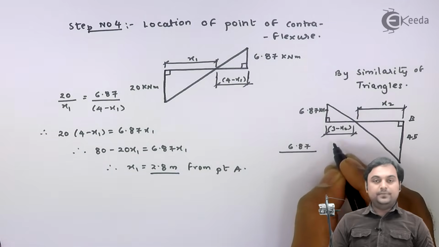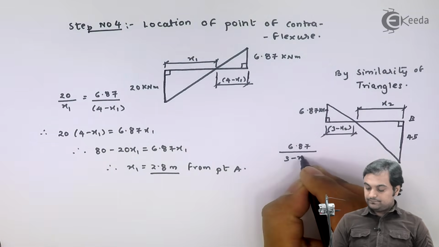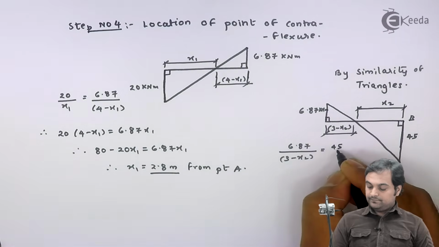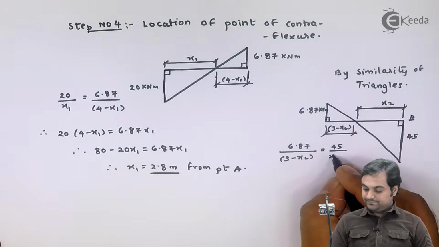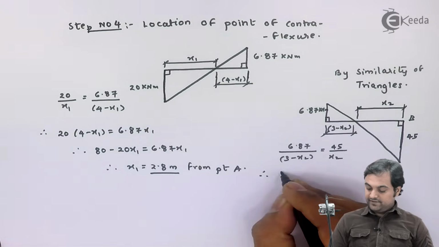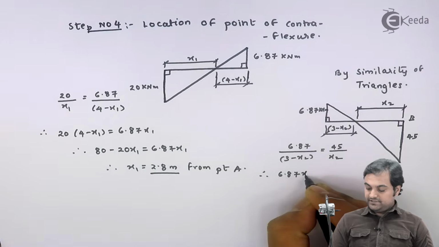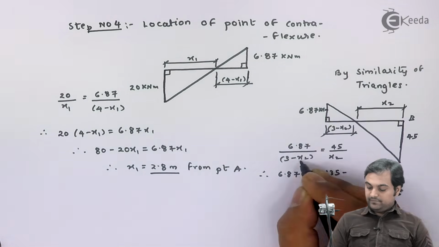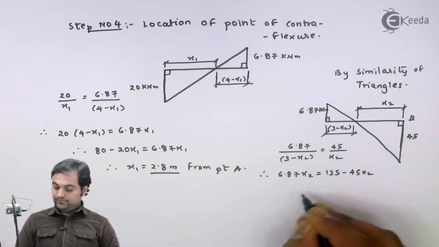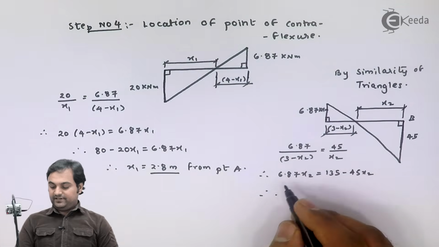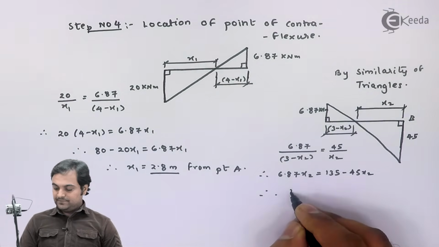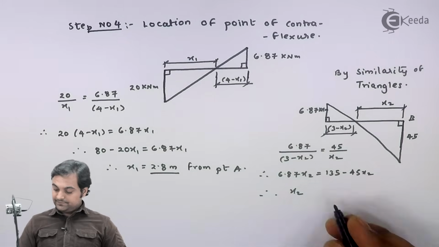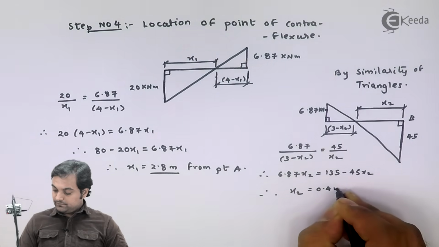Now I'll say that again by similarity of triangles, if I take height of smaller triangle upon base of smaller triangle is equal to height of bigger triangle upon base of bigger triangle. So therefore here I have 6.87 x2 is equal to 45 into 3, 135 minus 45 x2. I will be bringing the x2 term on one side, number on one side, and calculating this part. From this I will get my x2 value as 0.4 meters from point B.